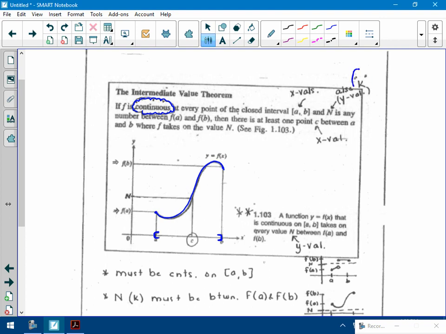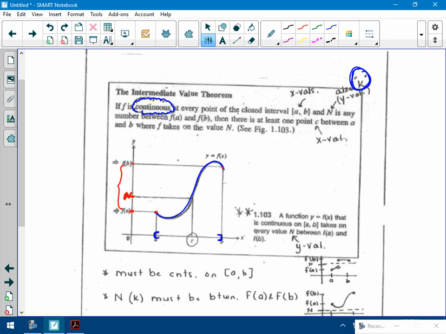A note, sometimes the book and myself in the notes will use k instead of N. N is any number between f of a and f of b. Okay, so let's keep things in perspective. A and b are x values, right? N is a y value because it's between the function evaluated at a and the function evaluated at b. So here is the function evaluated at a, the one endpoint. Here's the function evaluated at b, the other endpoint. As long as I'm between these values, I can pick any number in between. We're calling it N here, but sometimes it's k.